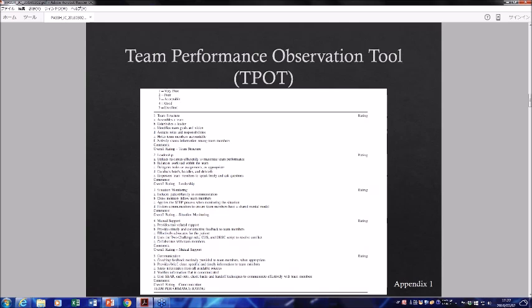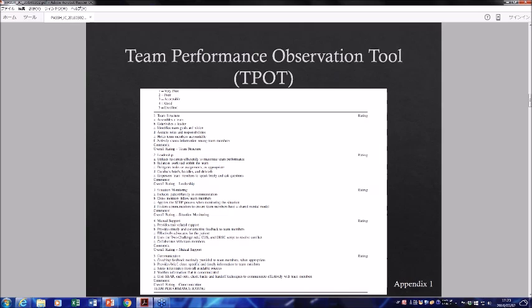I think most of you have knowledge about TeamSTEPPS, and this actually comes from TeamSTEPPS by the Department of Defense in the US, and by the National Patient Safety Center. Below each subscale, there are about 5 or 6 small items.